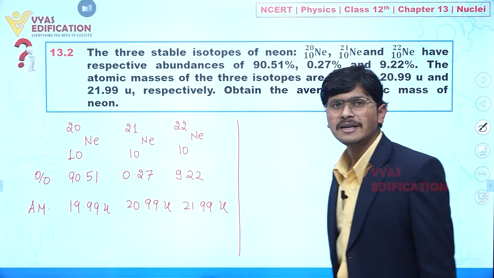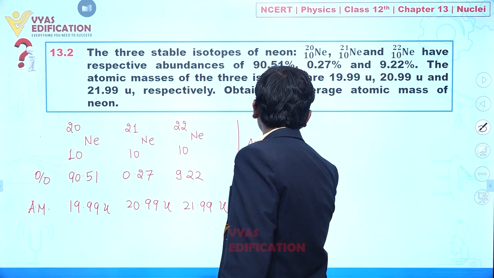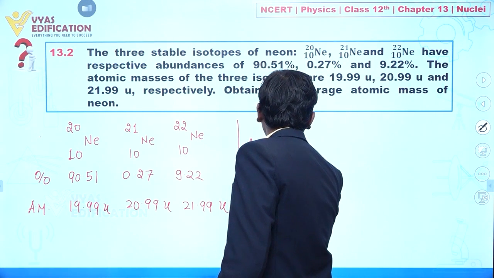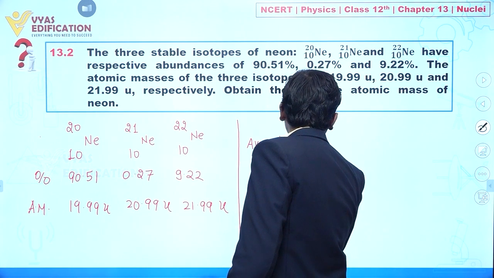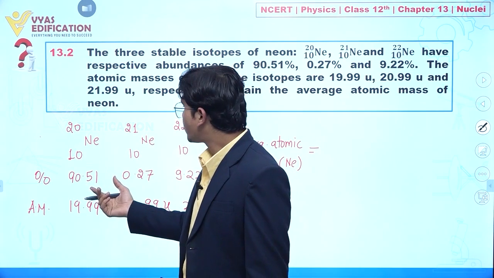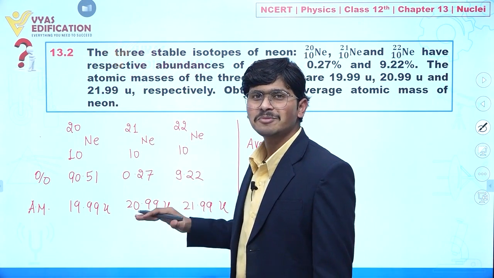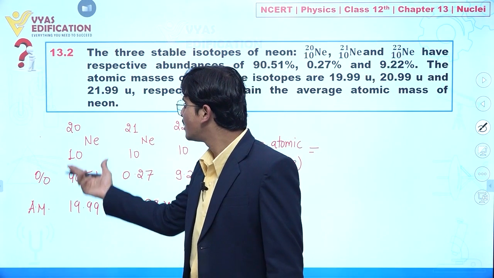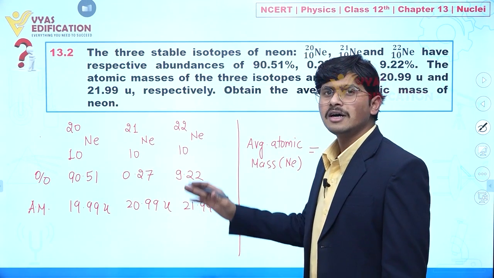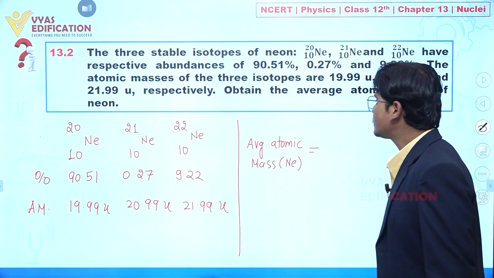So how can we find it? So let's suppose the average atomic mass of neon, how can we write? We can write like this. Directly you can say, because the percentage abundance of neon 20 is more, definitely we will find an average atomic mass that is near to this, 19.99 u. It means definitely you will find near about 20 point something u atomic mass, yes or no? So now let's calculate.